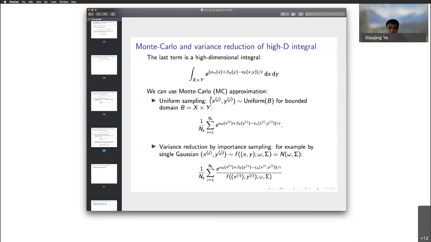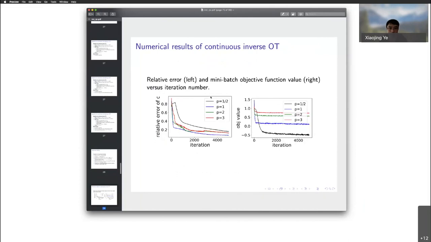So I will quickly go over here just to show you some results. Again, we test it on synthetic data where the cost is given by x minus y to the power p. I think we tried the two-dimensional case here. This shows the loss function, and this shows the relative error. When we evaluate the relative error, we just use the network we got, evaluate it at the grid points, and compare with the true one.